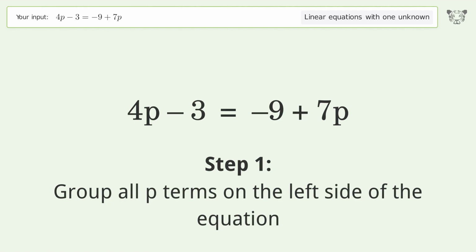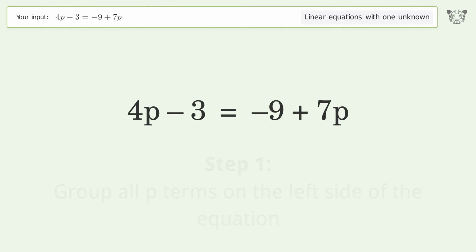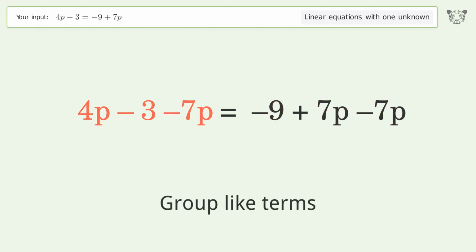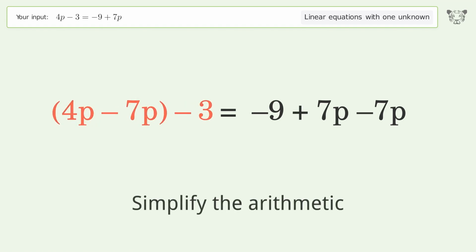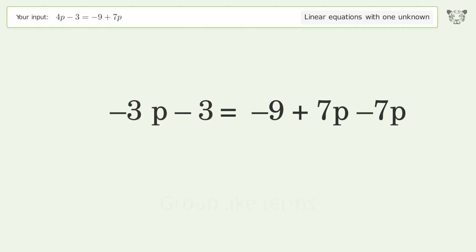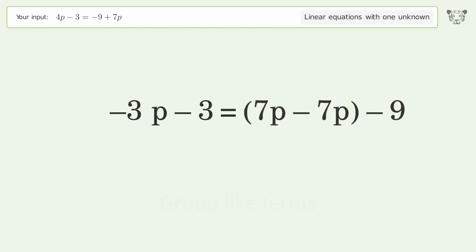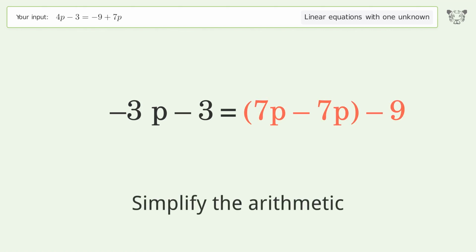Group all p terms on the left side of the equation. Subtract 7p from both sides. Group like terms. Simplify the arithmetic. Group like terms. Simplify the arithmetic.